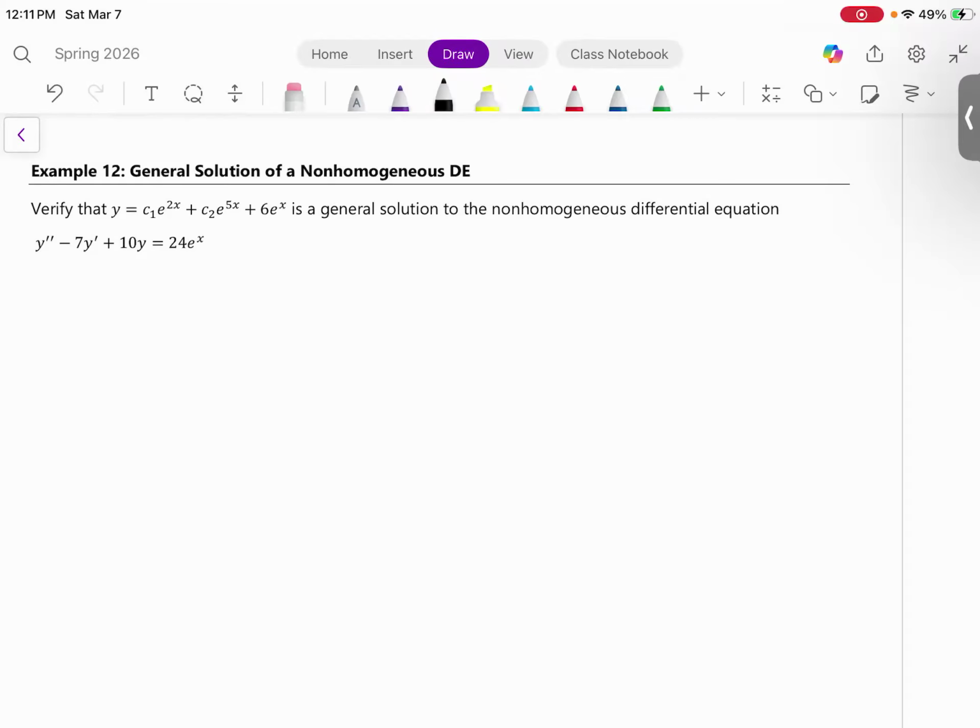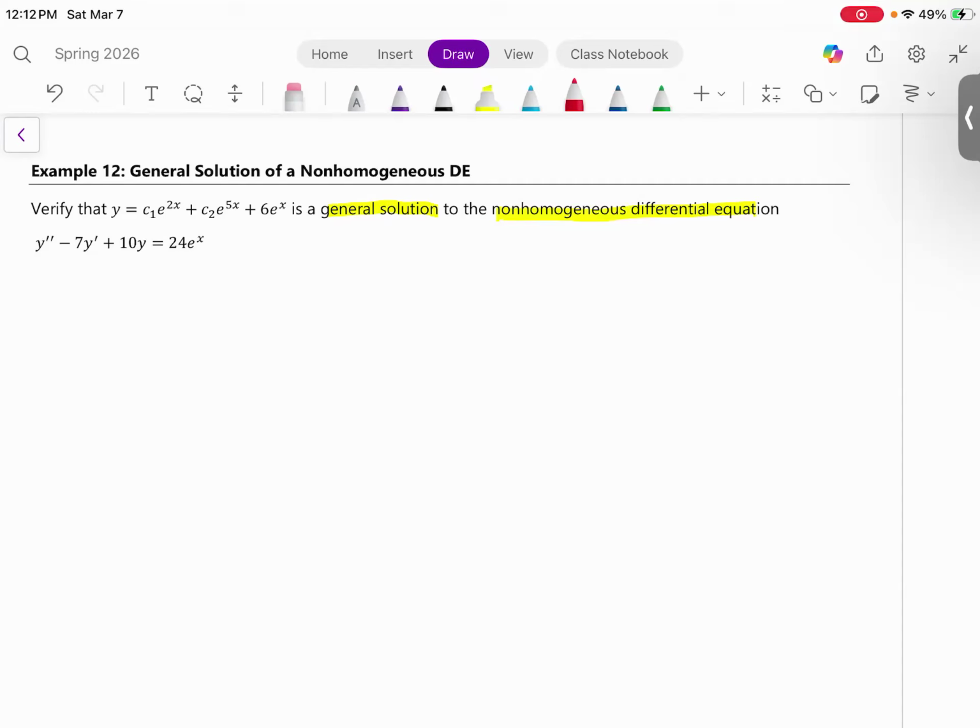So in this last video, as we've worked our way up to homogeneous and non-homogeneous solutions, we're just going to finish this up with verifying that a solution to a non-homogeneous differential equation is in fact a general solution. So let's just remind ourselves of what a general solution to a non-homogeneous differential equation consists of.